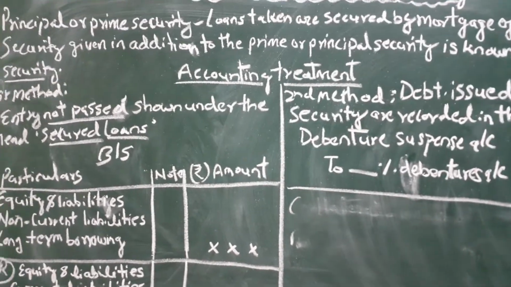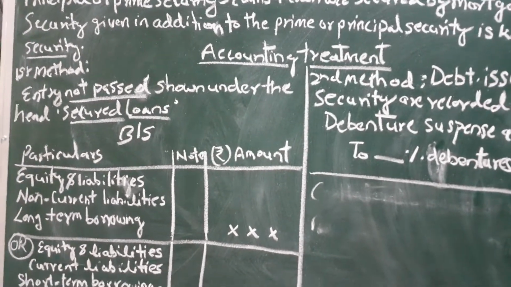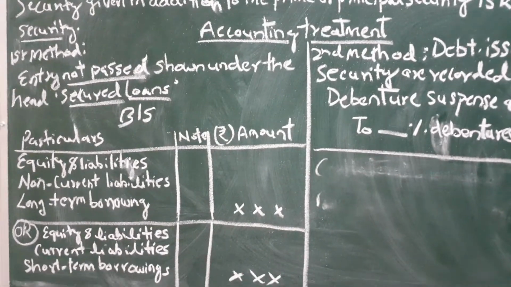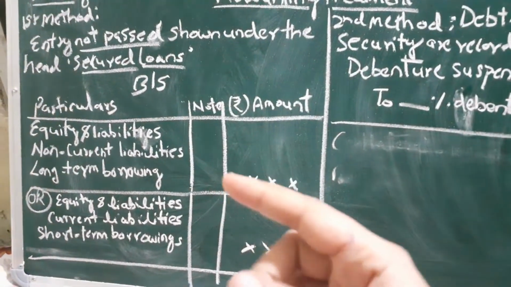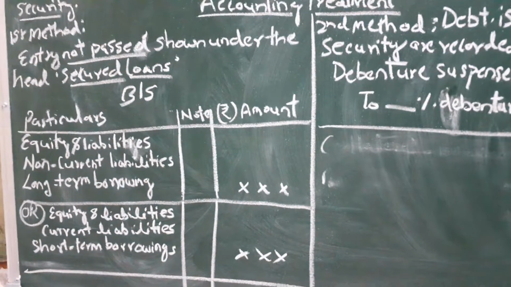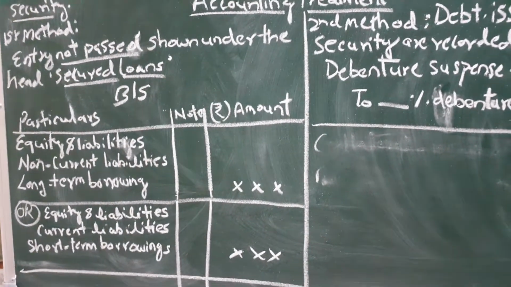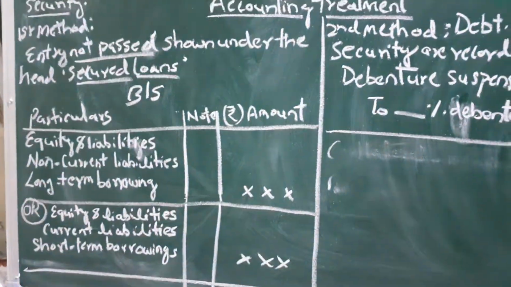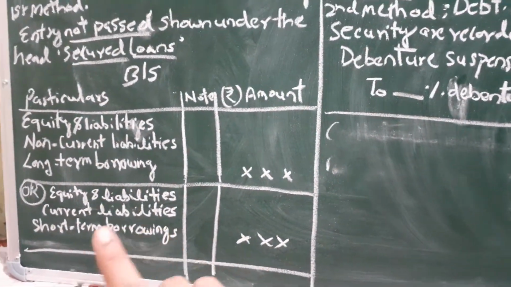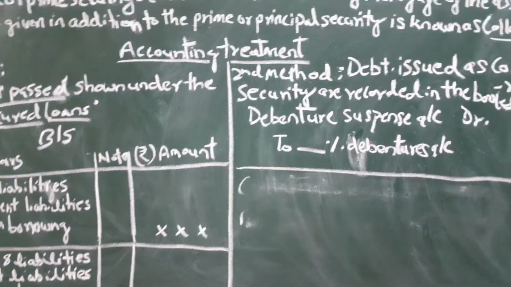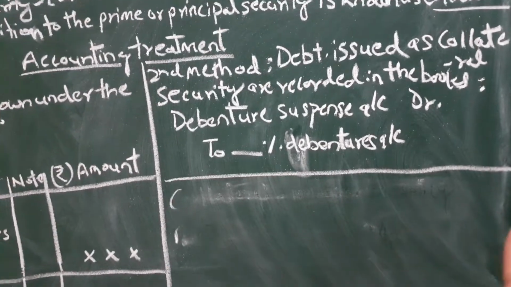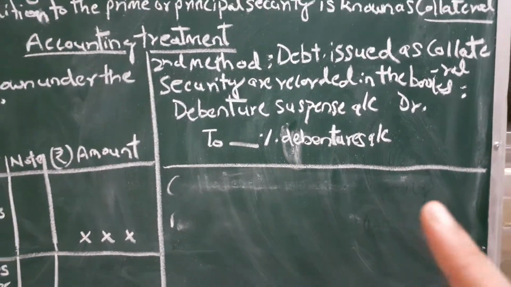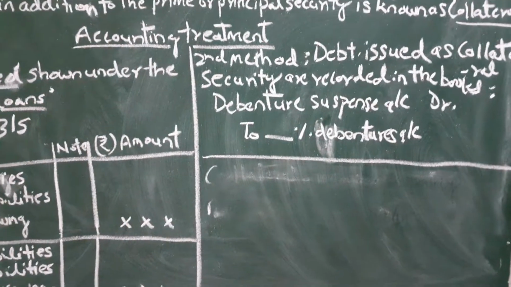Accounting treatment: we have two methods. The first method says you do not pass an entry. If you are not passing an entry, then in your balance sheet you have to show it as per the term of the loan mentioned. If it is long term, it will be shown under the non-current liabilities head. If it is short term, it will be shown under the current liabilities head. The second method says you have to pass an entry. The entry will be debenture suspense account debited, to the percent mentioned in the question, to debentures account.